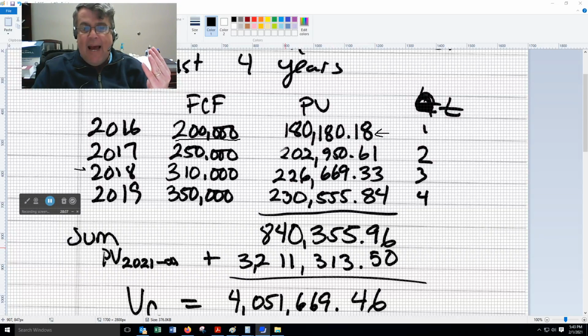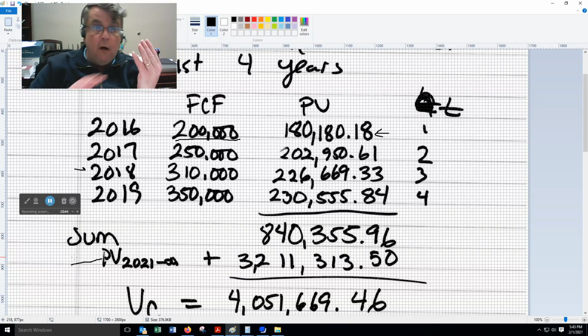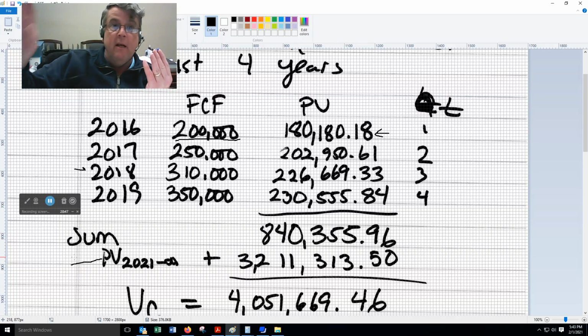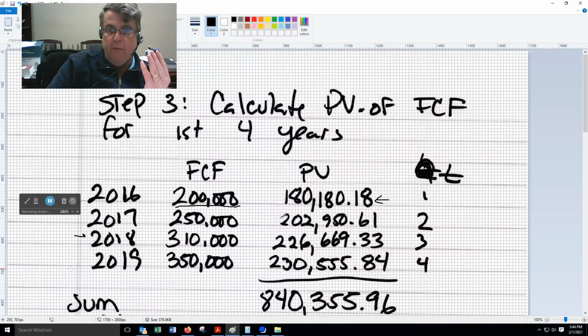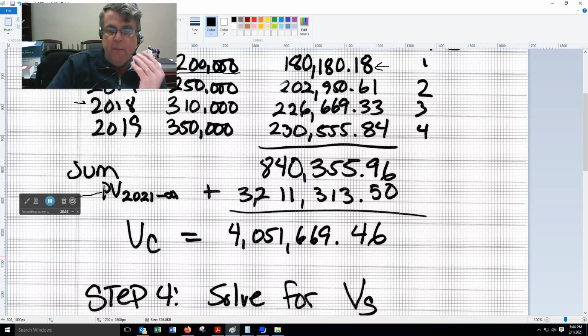I'm now going to add them to the present value of all the remaining cash flows from 2020 on into infinity. I calculated those in step 2. I can't go back to it because it's on another page, but that was $3,211,313.50. When I add these, that gives me my VC. That's the value of these future cash flows now.